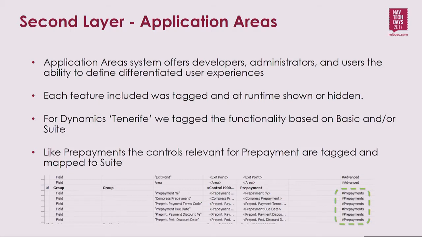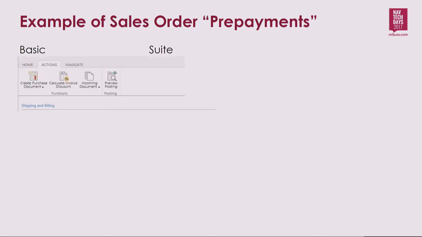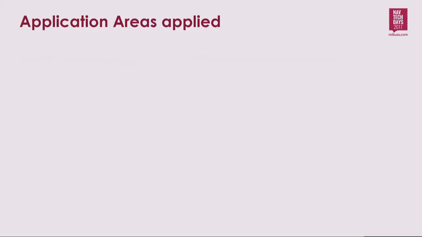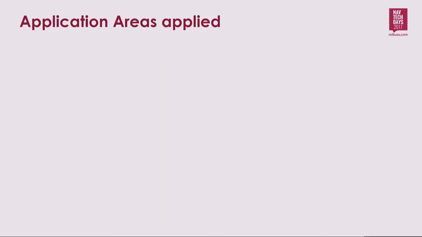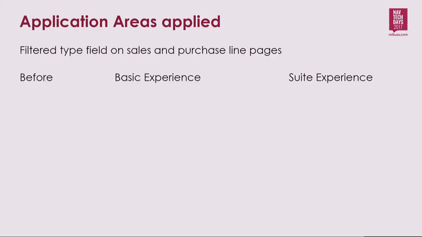And then inside the product, like in Basic, you have no prepayments, and then in Suite, you have this. So in other examples of where we added application areas and experiences, if you look at filter types on a sales order, for instance, in this case, we have the types. So in the old one, you had all the different line types listed.